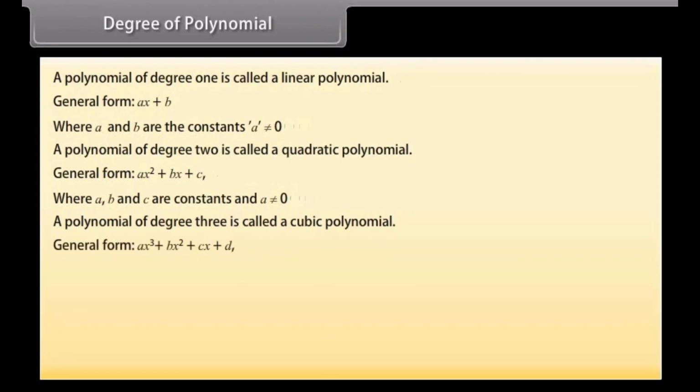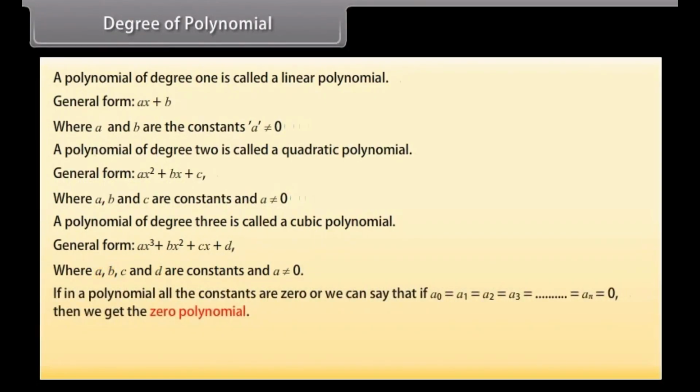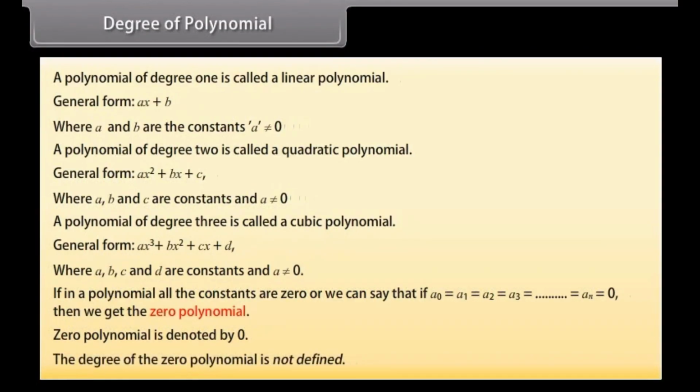Its general form is ax raised to the power 3 plus bx raised to the power 2 plus cx plus d, where a, b, c and d are constants and a is not equal to 0. If in a polynomial all the constants are 0, or we can say that if a0 is equal to a1, is equal to a2, is equal to a3, and so on, is equal to an, is equal to 0, then we get the 0 polynomial. The 0 polynomial is denoted by 0. The degree of the 0 polynomial is not defined.